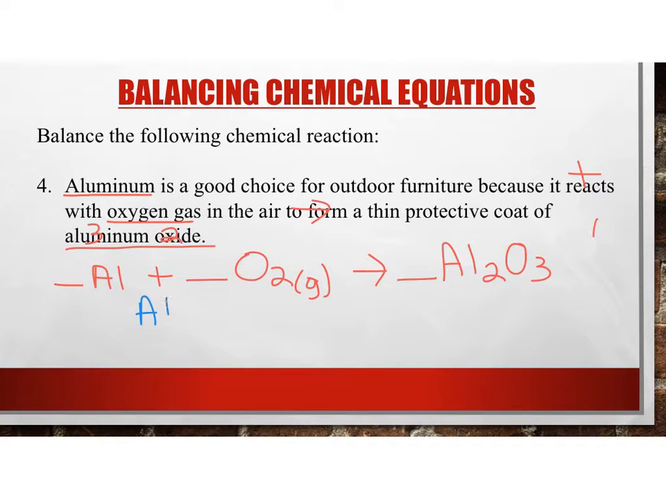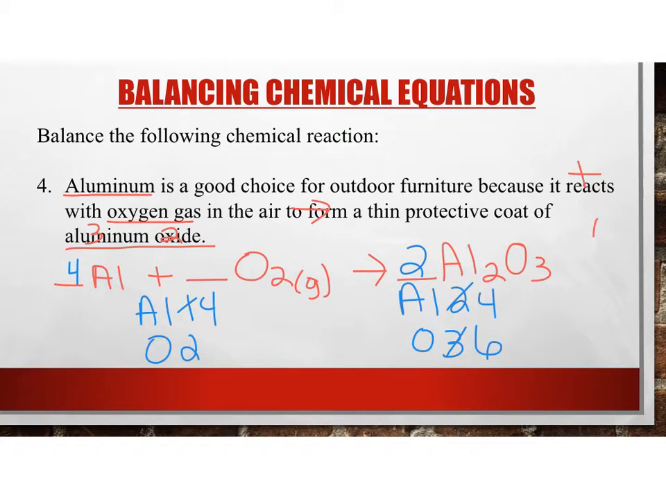So I've got Al and O, Al and O. There's 1, 2, 2, 3. I see that I have a 3 and a 2. I don't like 3s, so I go ahead and change that first thing. That also changes my aluminum. So I go back to my aluminum, and I need a 4 here. So I got my aluminum's balanced, but my oxygens, I need 6. 2 times 3 will give me that 6 I need.